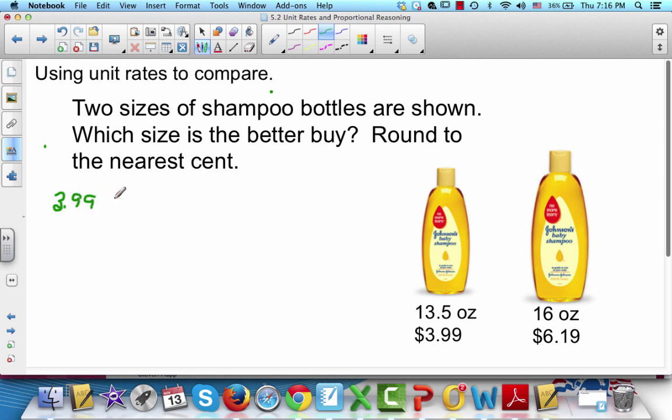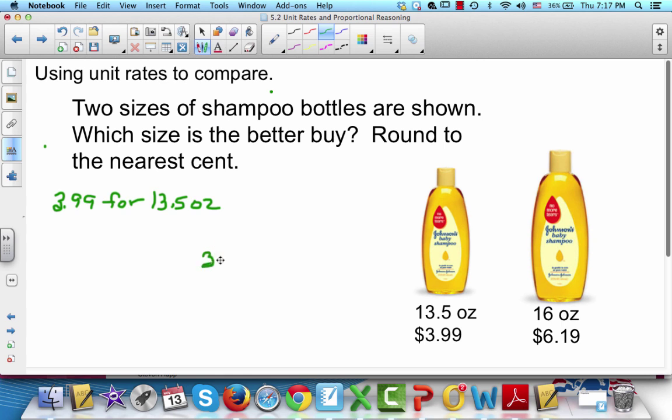So $3.99 for 13.5 ounces. Well, to be able to compare the two, we need to have them both per ounce, because it's hard to compare things when they're not at the same measurement. So what we're going to do is find out what the unit rate is per ounce. So we've got $3.99 for 13.5 ounces. How do I find the unit rate? Yes, remember we divide by the second one for both of them.